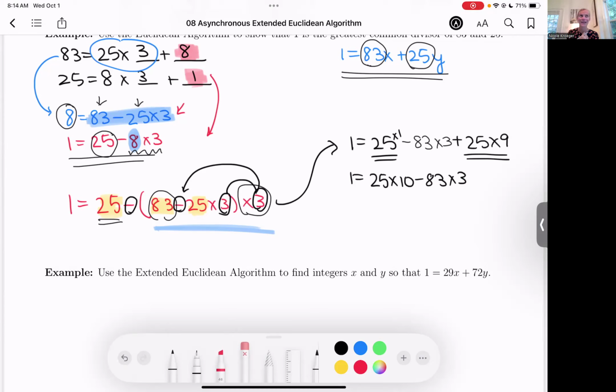It's called a linear Diophantine equation, which I probably butchered that second word just a tiny bit.